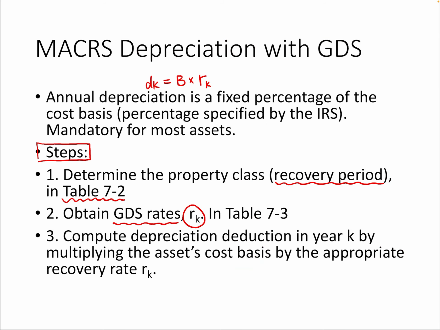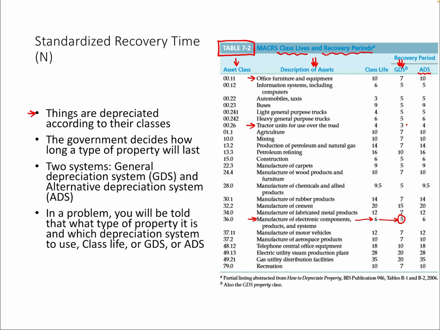But for something like tractor units for use over the road, it has a shorter recovery period, which is only 3 years. Which makes sense, because tractor units might be worn out very fast, so they won't have that long a time to depreciate. But furniture can last for a longer time, and so the useful life is longer, so the GDS recovery period is of course longer than the tractor.